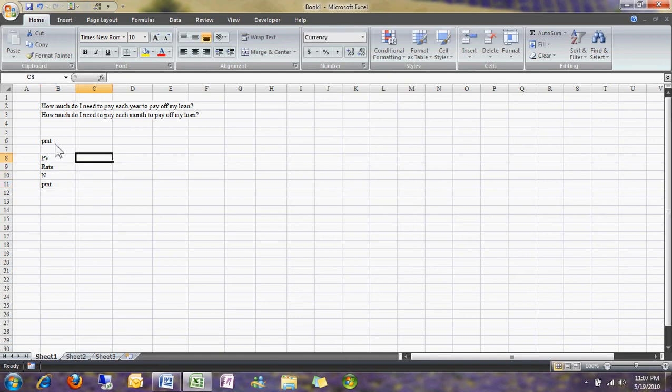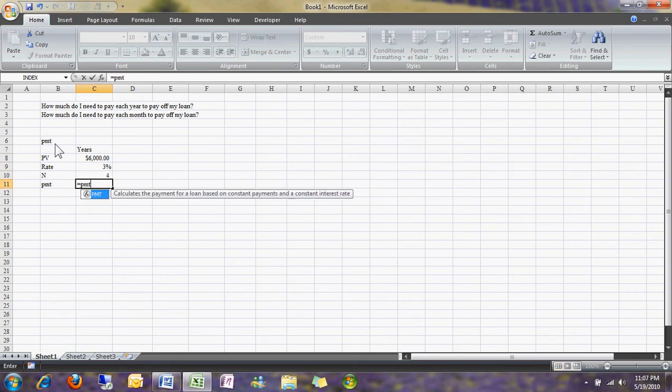So let's say that we have a loan of $6,000, and it's at a rate of 3%. And let's say that we wish to pay it off in 4 years. And to find the payment, we put in the payment, PMT, open parentheses, and then we just put in the rate, the year, and the present value of the loan.